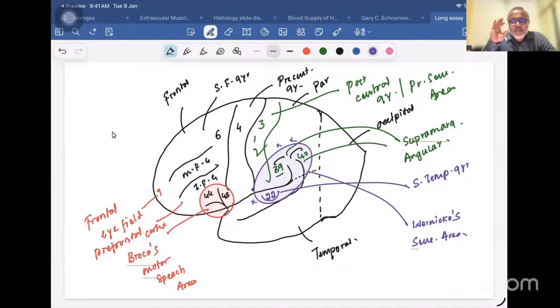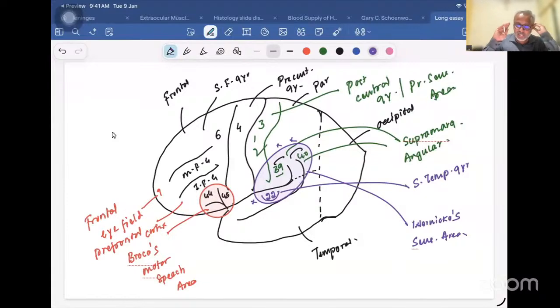Are we clear? This and the Broca's motor speech area, every examiner will look whether you have written or not. So these are the 2 areas that you must never ever skip. So in the parietal lobe, I want you to remember 2 important functional areas. One is the post-central gyrus, which is the primary sensory area, and the other one is 39 and 40, which is a part of Wernicke's sensory speech area.